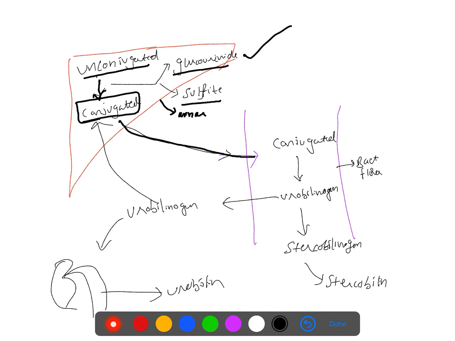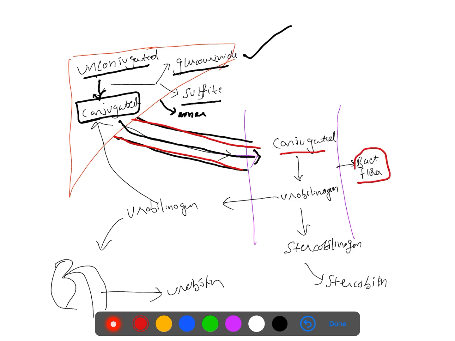This conjugated bilirubin is released into the intestine through the bile duct. This is the bile duct. So this conjugated bilirubin from the liver is reaching the intestine. In the intestine, in the presence of bacterial flora, this conjugated bilirubin converts to urobilinogen and stercobilinogen.